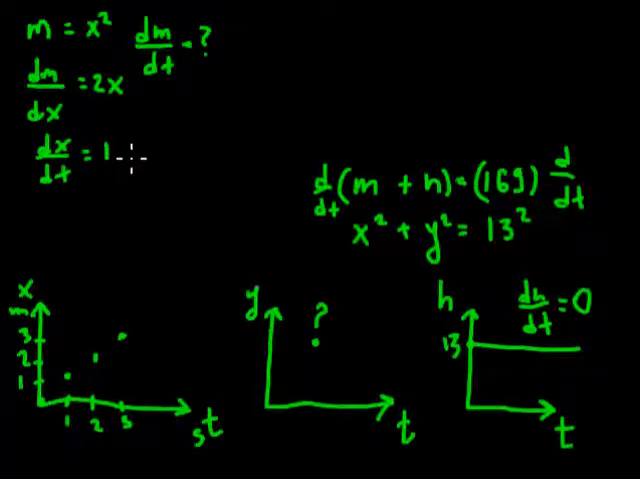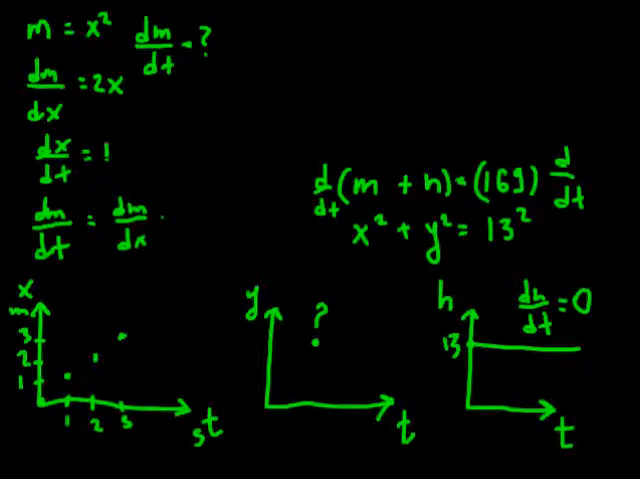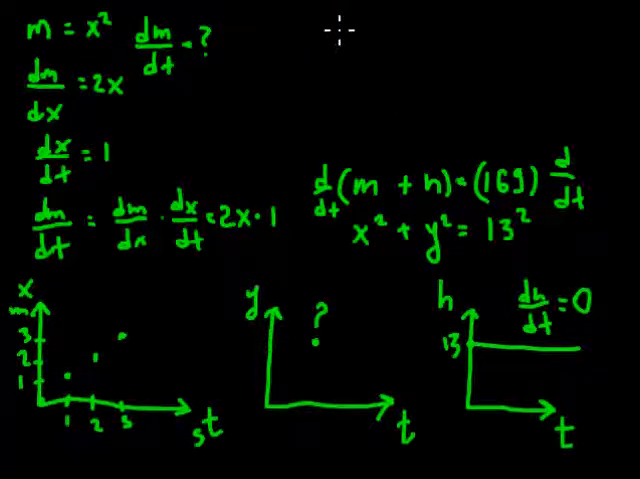Using the chain rule, we can write that dm/dt equals dm/dx times dx/dt. dm/dx equals 2x, dx/dt equals 1. So dm/dx times dx/dt equals 2x times 1. Okay, now let's differentiate d/dt of n. Let's find dn/dt. We know that n equals y squared, and we need to find dn/dt.